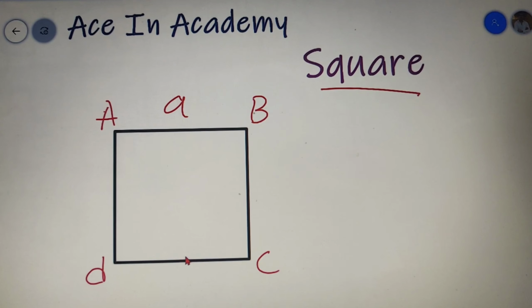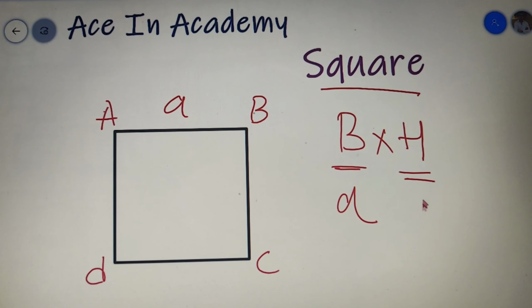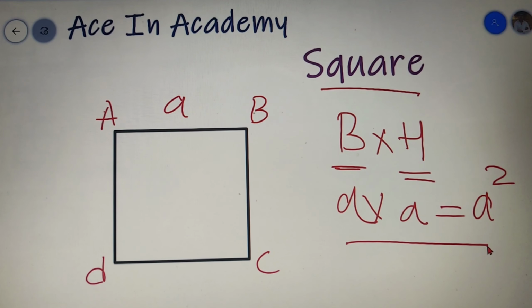The area of a quadrilateral is equal to base into height. Since the base of a square is equal to a and height of the square is also equal to a, then the area of a square is equal to a square. There is one interesting and important fact to note, that among all the quadrilaterals, the square has the maximum area.